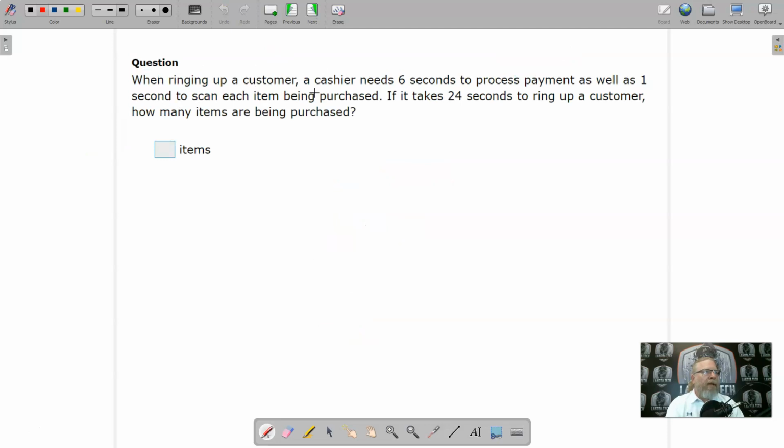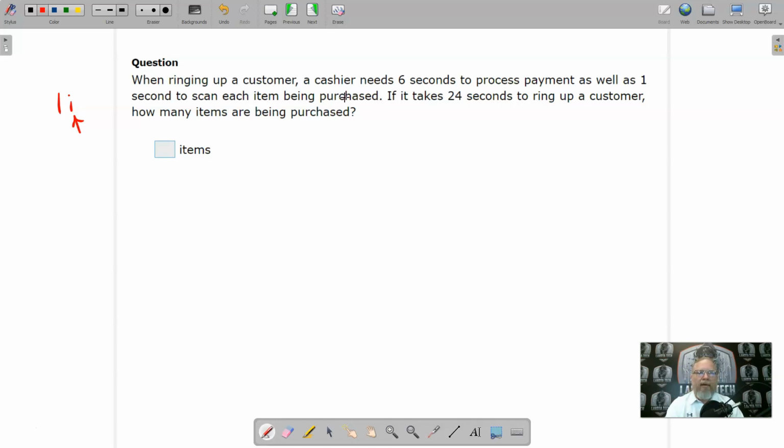When ringing up a customer, a cashier needs 6 seconds to process a payment, as well as 1 second to scan each item being purchased. So 1 second per item. So I is going to be our variable. I really hate using the letter I as a variable because it looks like the number 1, but we'll go ahead and do it. So 1 second per item.